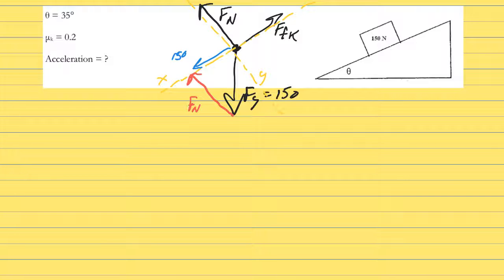Oh, let me back up. We never put our angle in. My bad. The 35 goes down because my force normal went down the ramp from my force gravity. That's how I know 35 degrees goes there. So back to this piece.